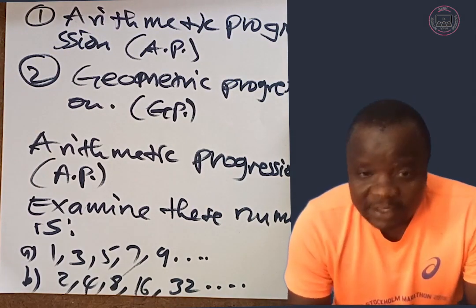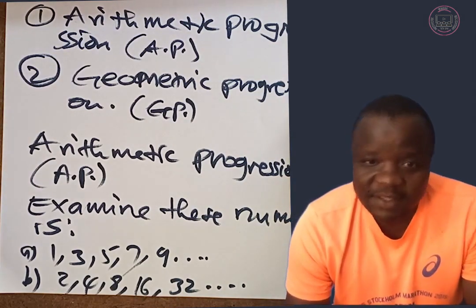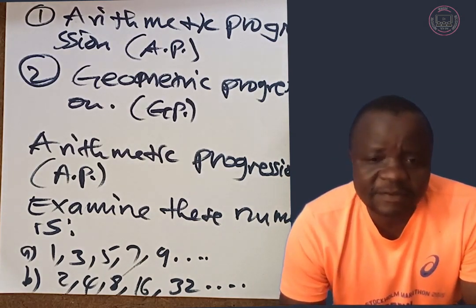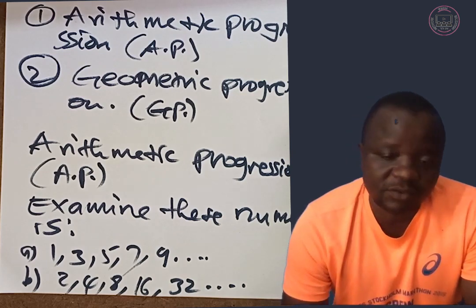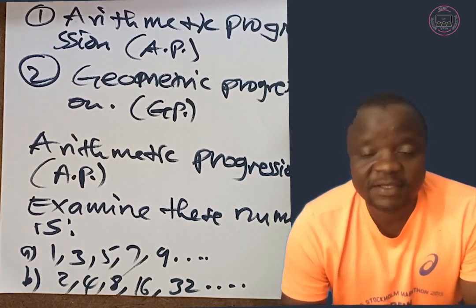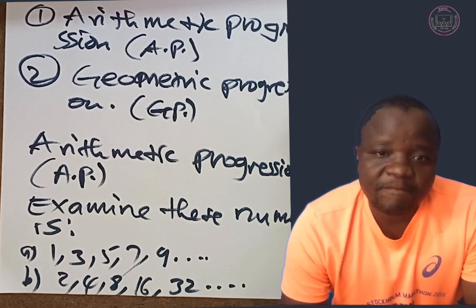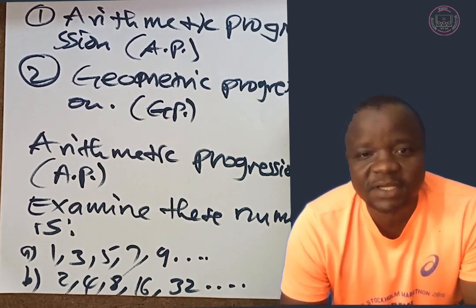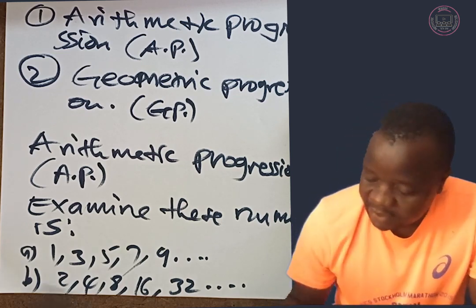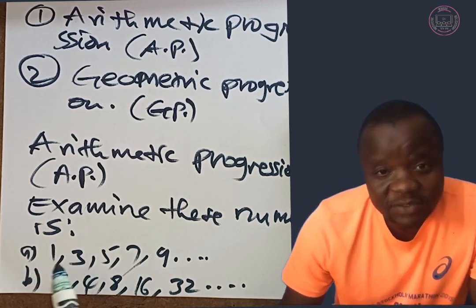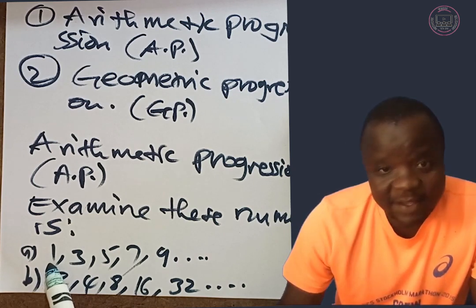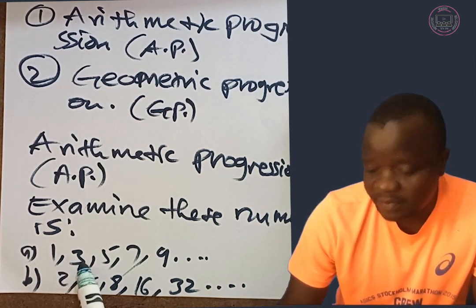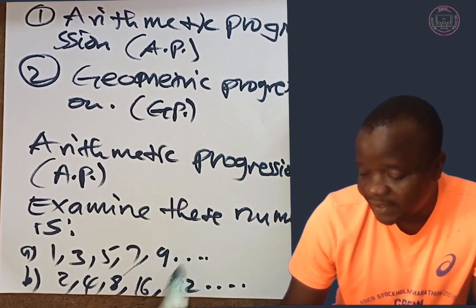Now let us look at the first sequence, whether this one can give us the fixed value. And this fixed value in arithmetic progression, we call the common difference. It's abbreviated; we denote it using a D. So now let us observe this sequence A, where we have the numbers 1, 3, 5, 7, and 9.